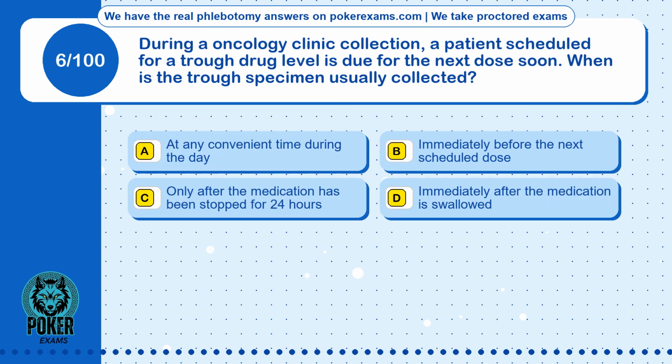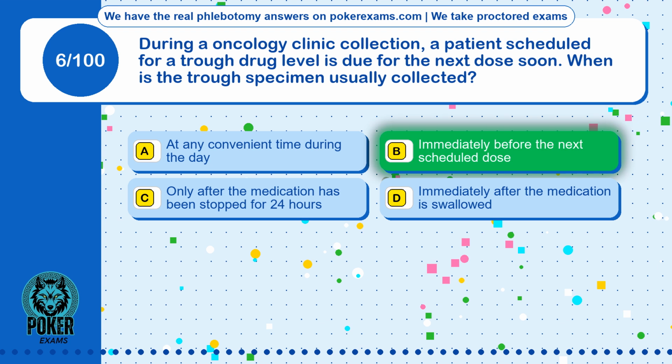Question 6. During an oncology clinic collection, a patient scheduled for a trough drug level is due for the next dose soon. When is the trough specimen usually collected? Option A. At any convenient time during the day. Option B. Immediately before the next scheduled dose. Option C. Only after the medication has been stopped for 24 hours. Option D. Immediately after the medication is swallowed.